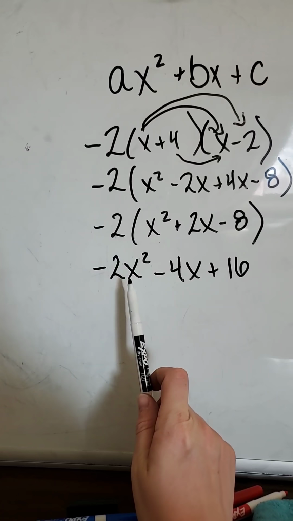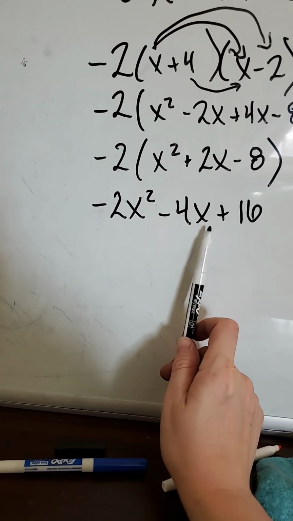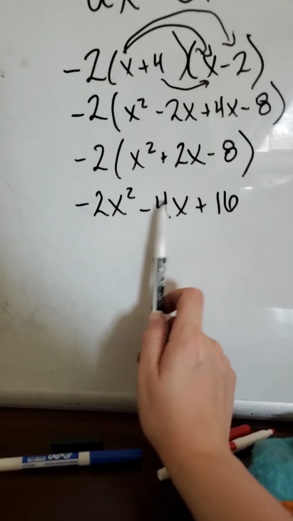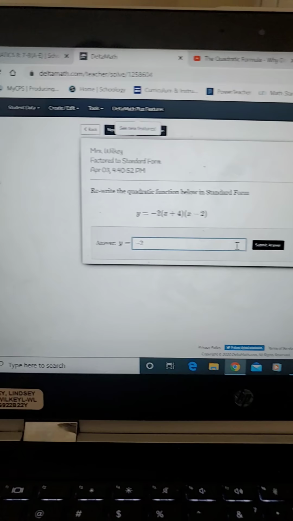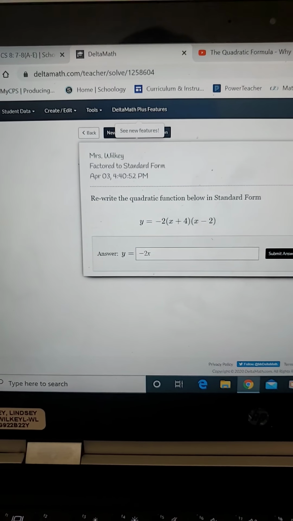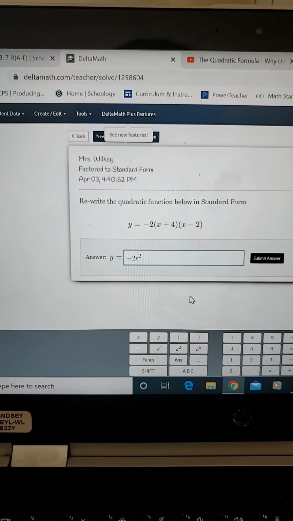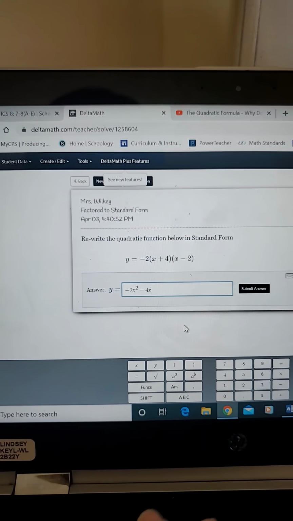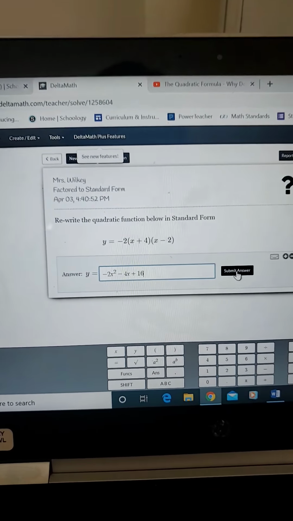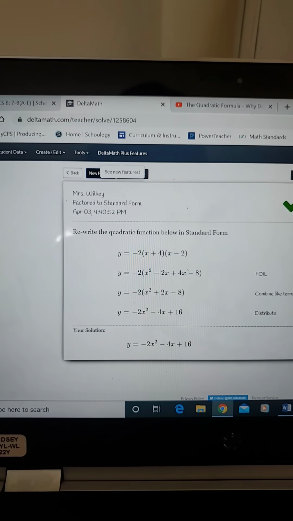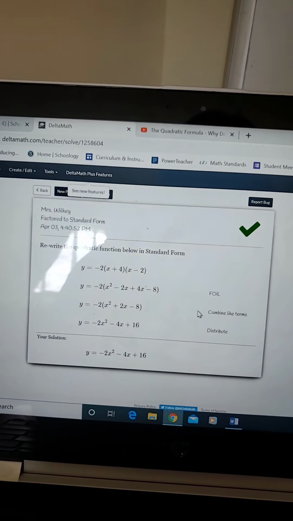And that's it. We want to make sure that the x squared term is first, and the linear x is next, and then the constant term is last. Negative 2x squared minus 4x plus 16. Okay. And they did the same thing we did.